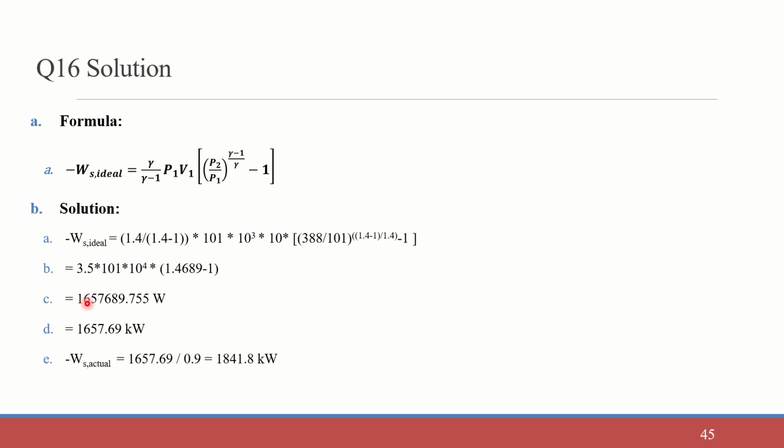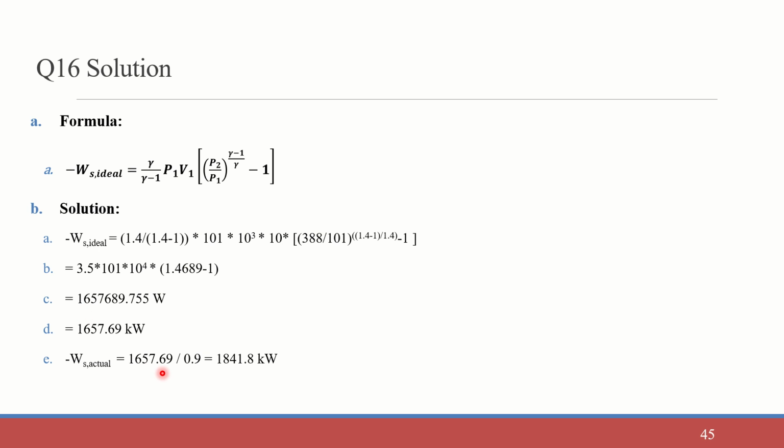165789.75, or it is 1657.689 kilowatt. But in the question it is given that the compressor is operating at an efficiency of 90%. So the actual shaft work, or the compressor power required, is to be divided by efficiency. So it is 1657 divided by 0.9, that is 90% efficiency. So it is 1841.8 kilowatt.